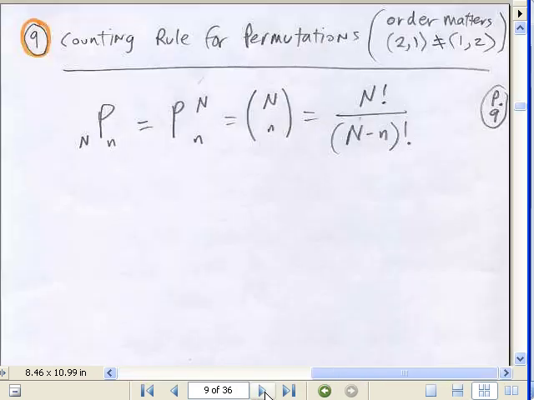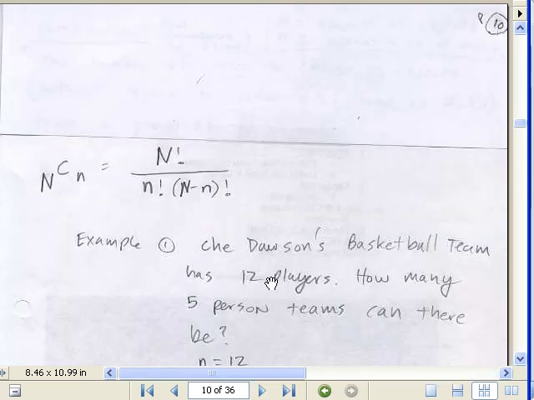I clicked the wrong thing again. And then there's our permutation. That's where order matters. You just leave off that little n factorial right there. There's our formula. Now let's look at a couple examples.